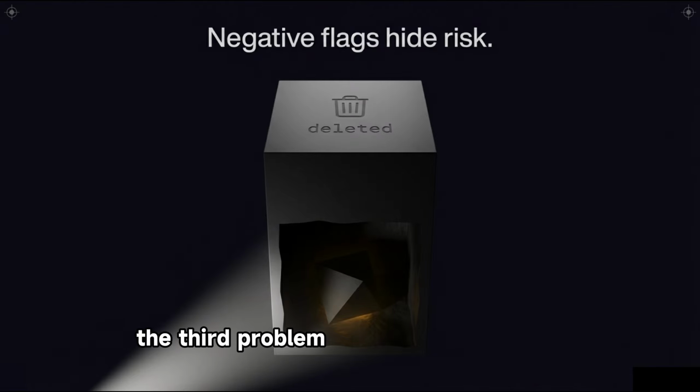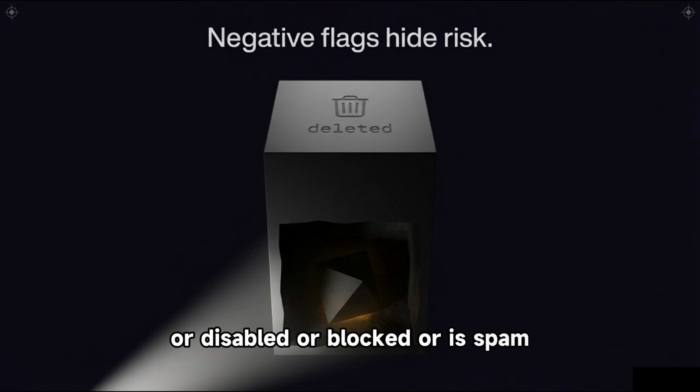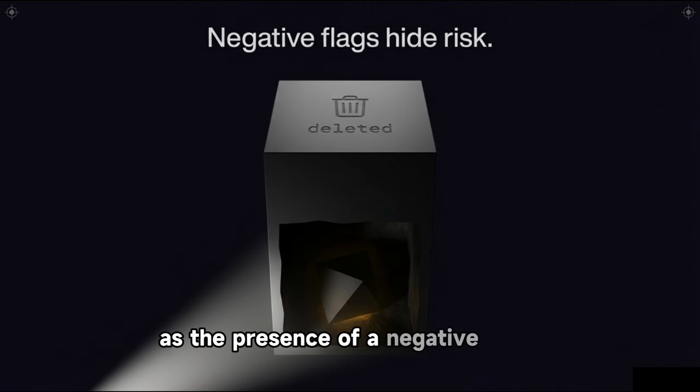The third problem is the negative Boolean. A column called deleted, or disabled, or blocked, or is_spam, encodes its meaning as the presence of a negative state.